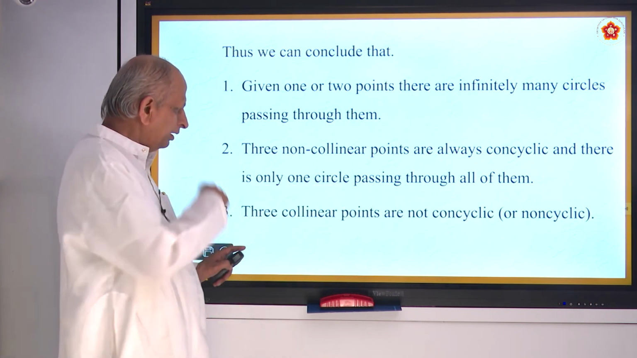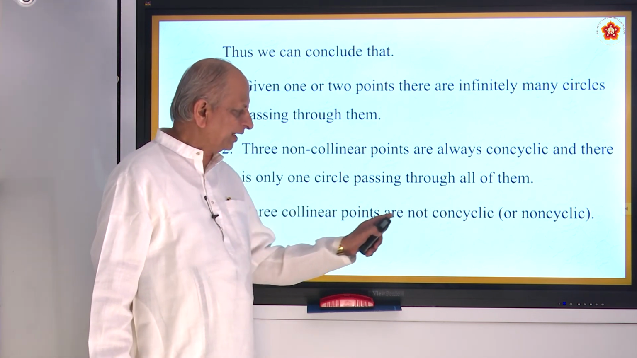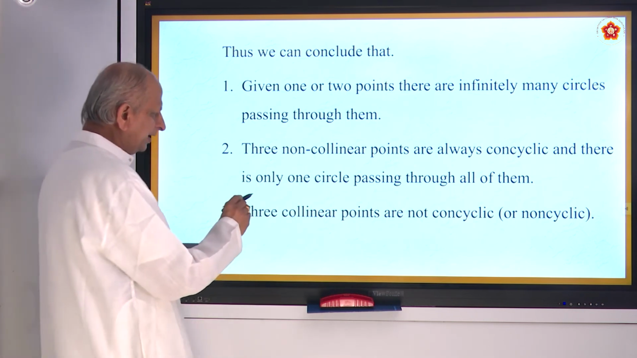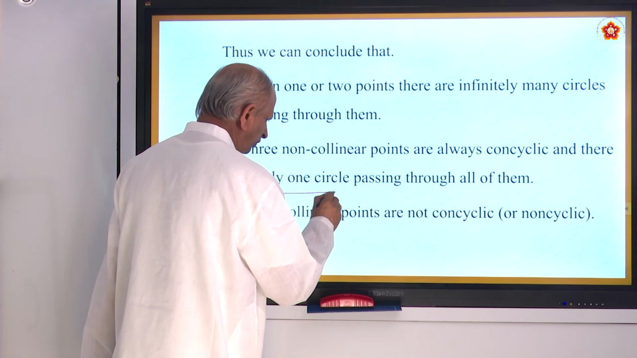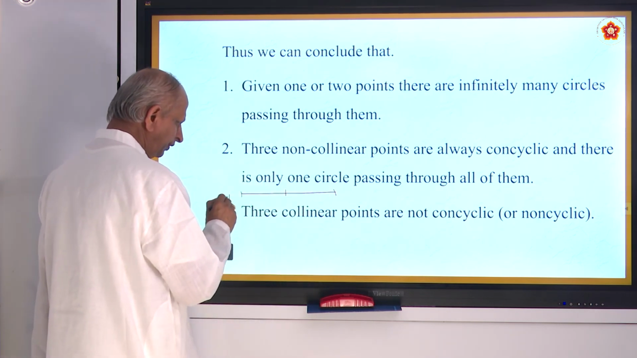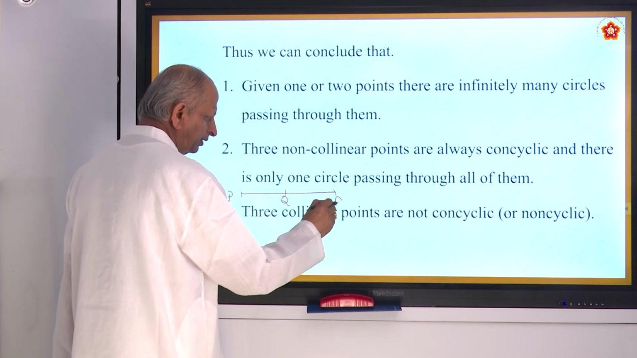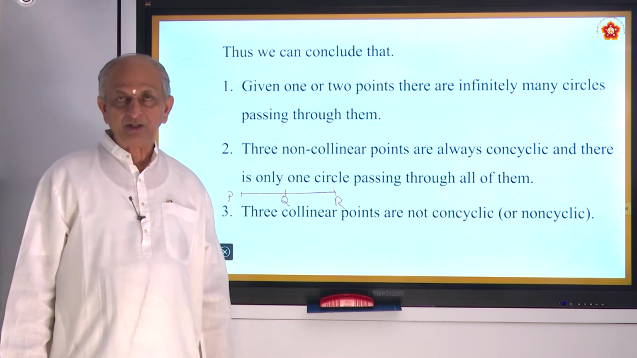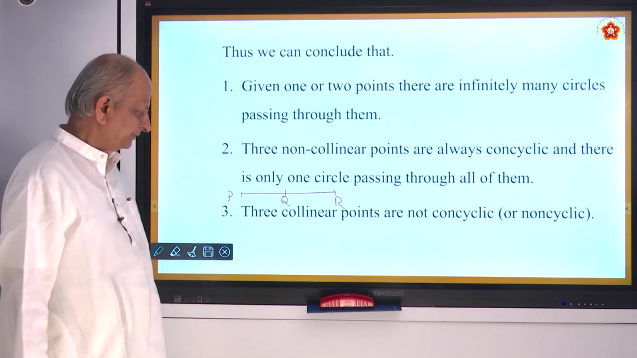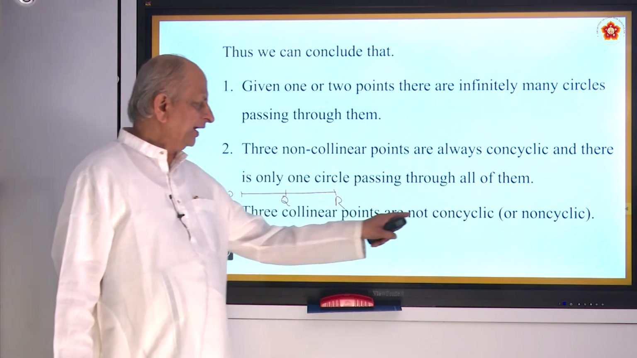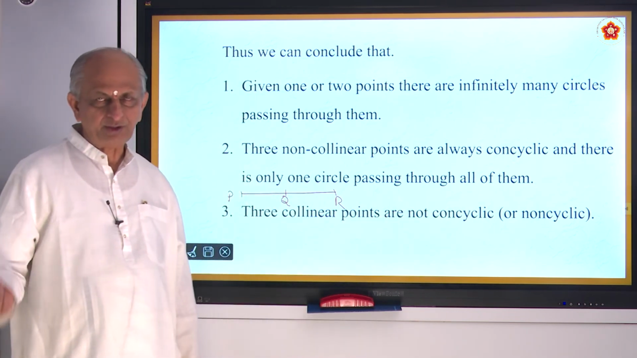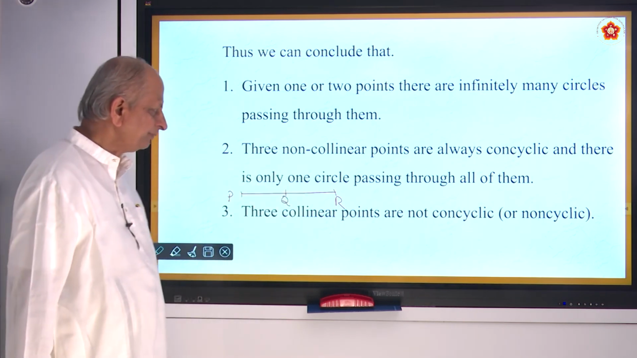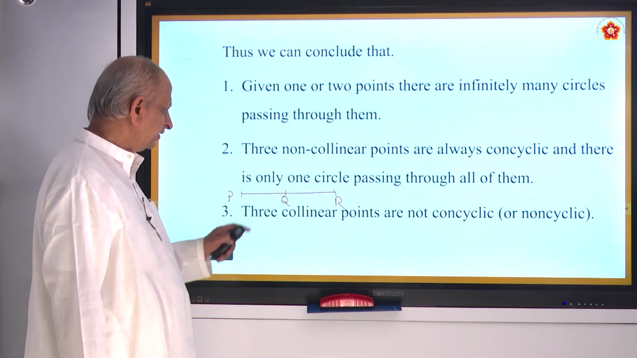One more thing. 3 collinear points are not concyclic. So collinear points means what? Suppose you have points like P, Q, R. They lie on the same line. They are called collinear points. They are not concyclic because you cannot make all the 3 points pass through the same circle. Is it not? So that is another interesting result here. You should note.